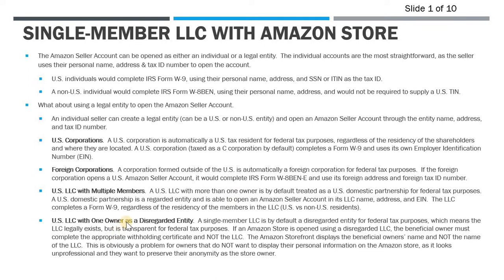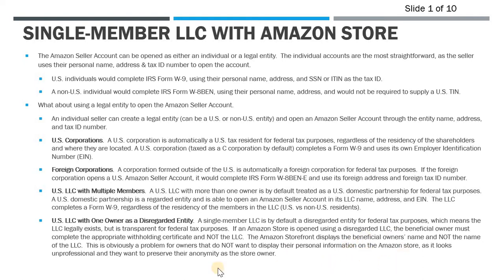Now, last but not least, and this is where all the problems arise, a U.S. LLC with one owner is a disregarded entity. So a single member LLC, one owner, is by default a disregarded entity for federal tax purposes, which means the LLC legally exists, but it's completely transparent for federal tax reasons. So if an Amazon store is open using a disregarded LLC, the owner is the one that's completing the withholding certificate, not the LLC itself. So this is where Amazon basically looks through the LLC and it displays the beneficial owner's name and not the name of the entity.